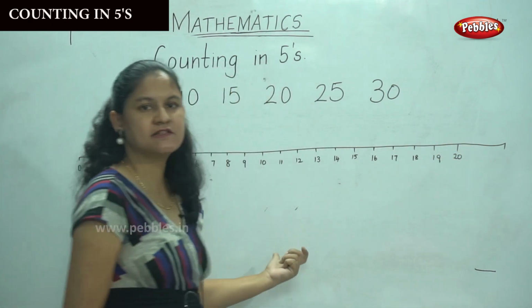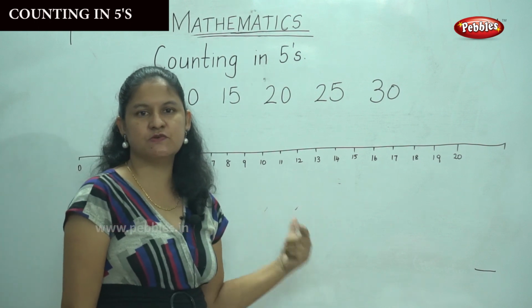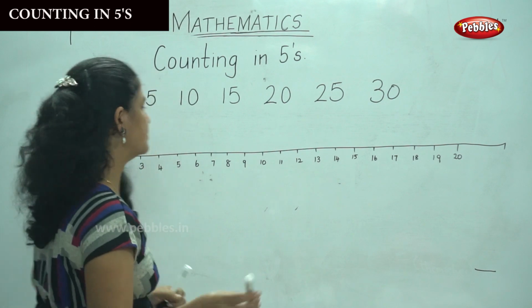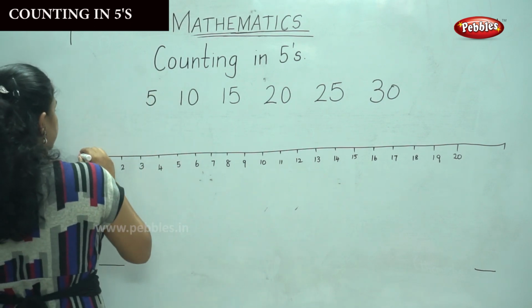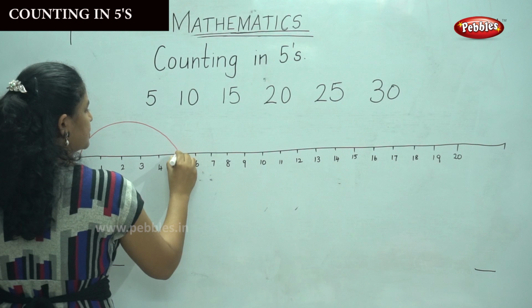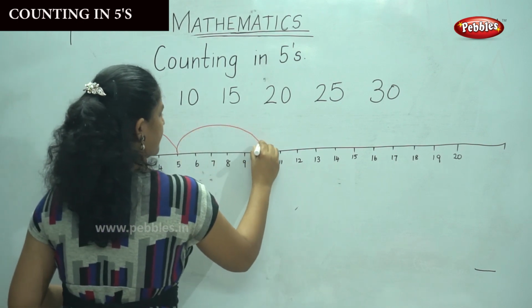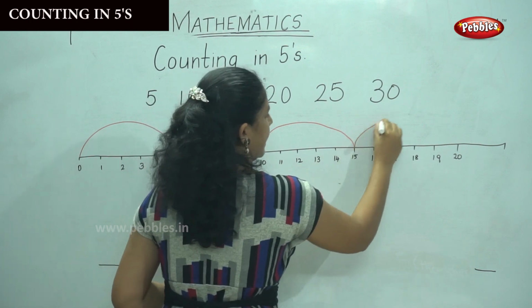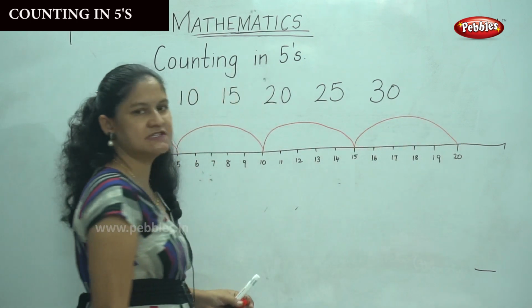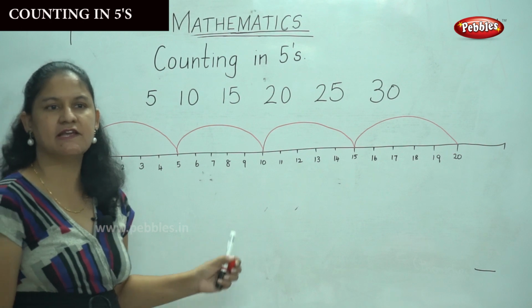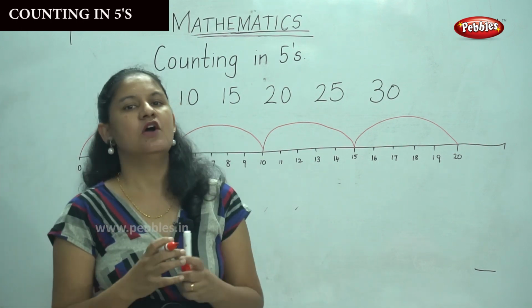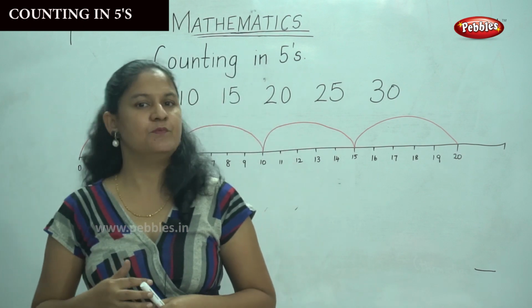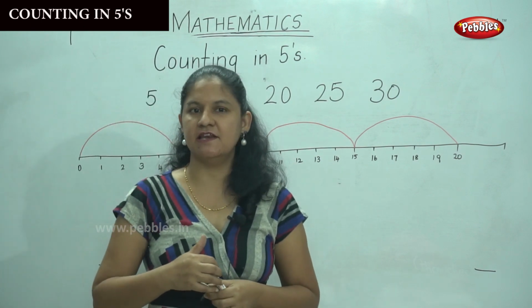So now using the number line, we are going to do skip counting in fives. So we'll start from 0 to 5. Then we go to number 10. Then it is 15 and 20. So this is your skip counting in fives. You are grouping the objects in 5 each group. I do hope you've understood skip counting in fives.